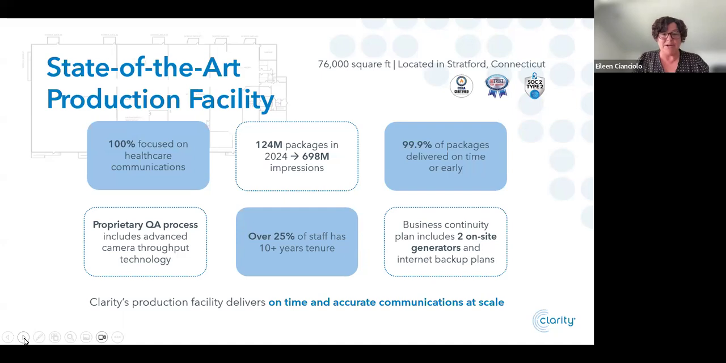And something we're very proud of is that over 25% of our staff has a 10+ year tenure, and then multiple different backup contingencies for us as well.